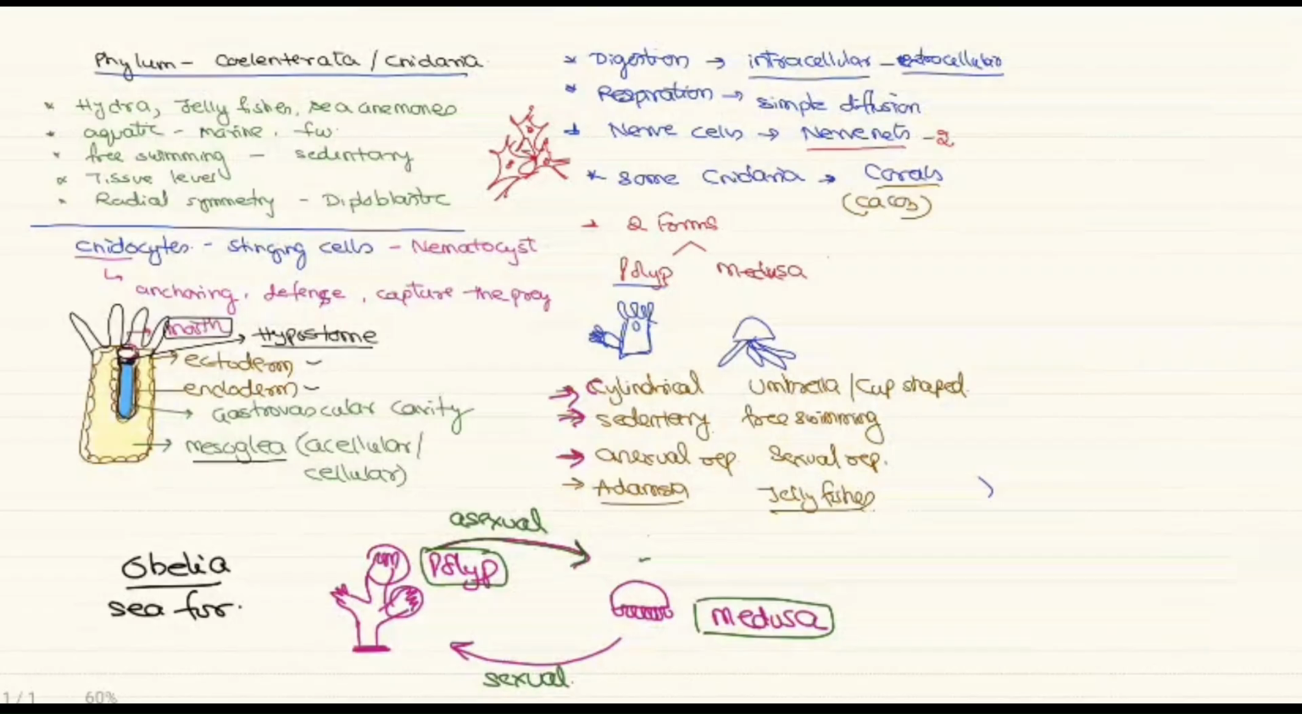That is, they have two generations alternating with each other. In one generation, a polyp is there which becomes a medusa. In the other, the medusa becomes a polyp sexually. Now, this is called alternation of generation. The alternation of generation is also called metagenesis.